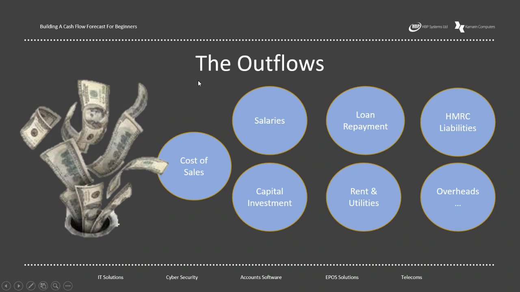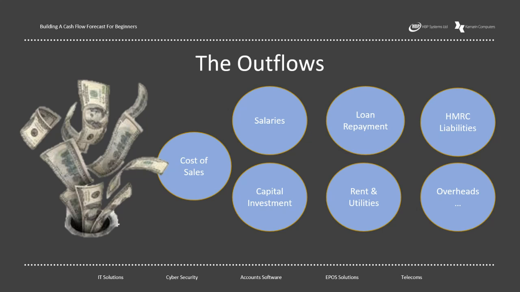Outflows, this is unfortunately a longer list normally, but I've summarised here. So the big one that matches your sales will be your cost of sales. So these are the costs directly attributed to what you sell. So if you sell a product, this is the buying of those materials or the buying of that stock so you can sell it.